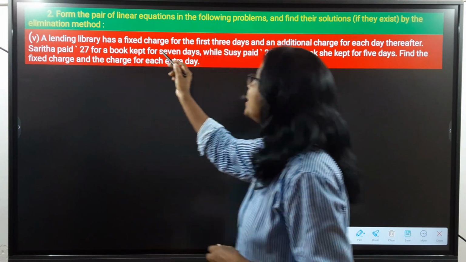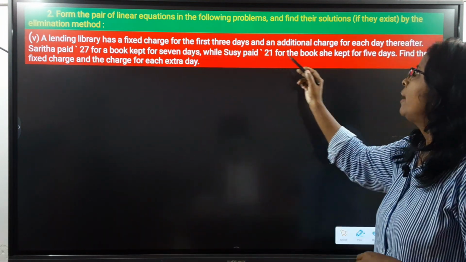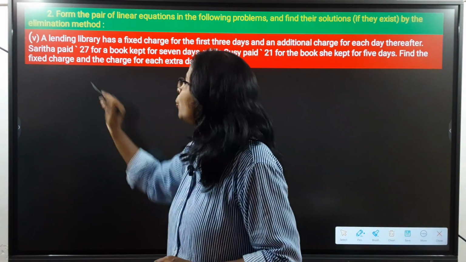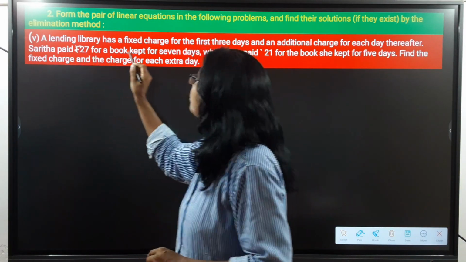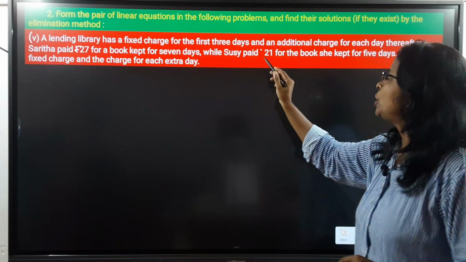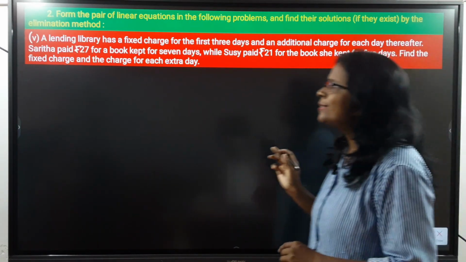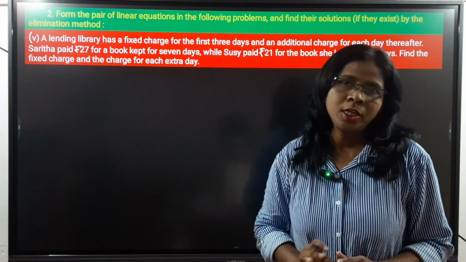A lending library has a fixed charge for the first 3 days and an additional charge for each day thereafter. Sarita paid rupees 27 for a book kept for 7 days, while Sushi paid rupees 21 for the book she kept for 5 days. Find the fixed charge and the charge for each extra day.